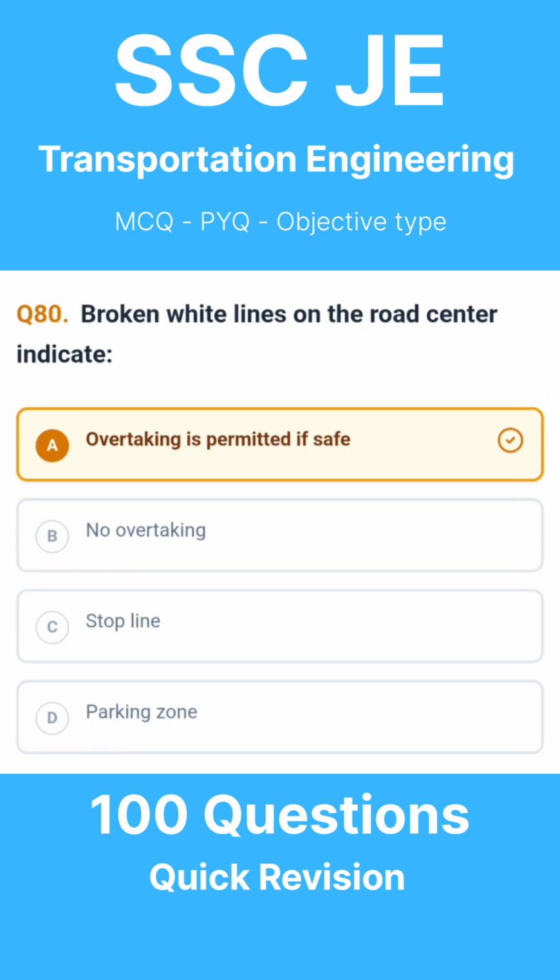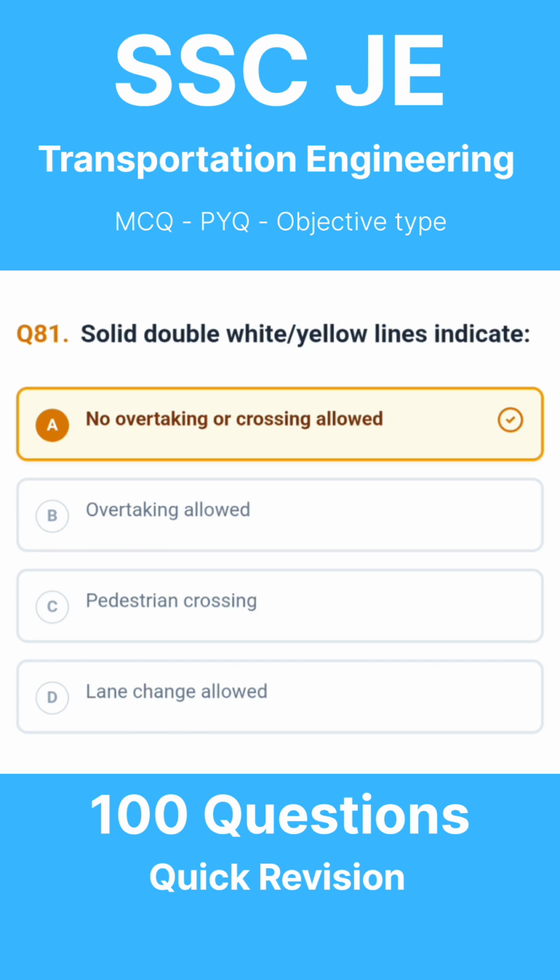Question 80. Broken white lines on the road center indicate. The correct answer is overtaking is permitted if safe. Question 81. Solid double white or yellow lines indicate. The correct answer is no overtaking or crossing allowed.